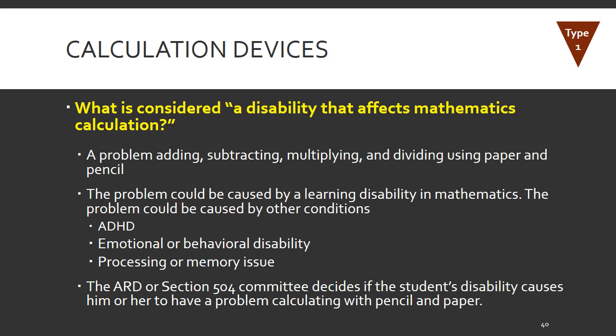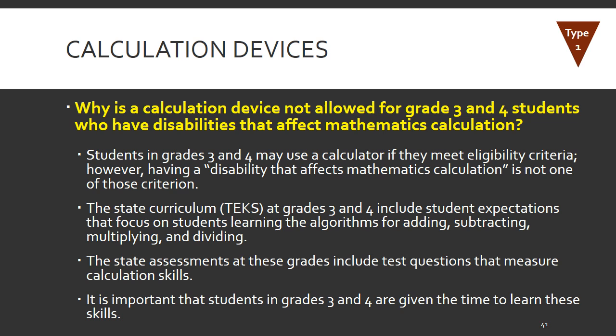Why is a calculation device not allowed for grade 3 and 4 students who have disabilities that affect mathematics calculation? Students in grades 3 and 4 may use a calculator if they meet eligibility criteria. However, having a disability that affects mathematics calculation is not one of those criteria. The state curriculum at grades 3 and 4 includes student expectations that focus on students learning the algorithms for adding, subtracting, multiplying, and dividing. State assessments at these grades include test questions that measure calculation skills. It's important that students in grades 3 and 4 are given the time to learn these skills.